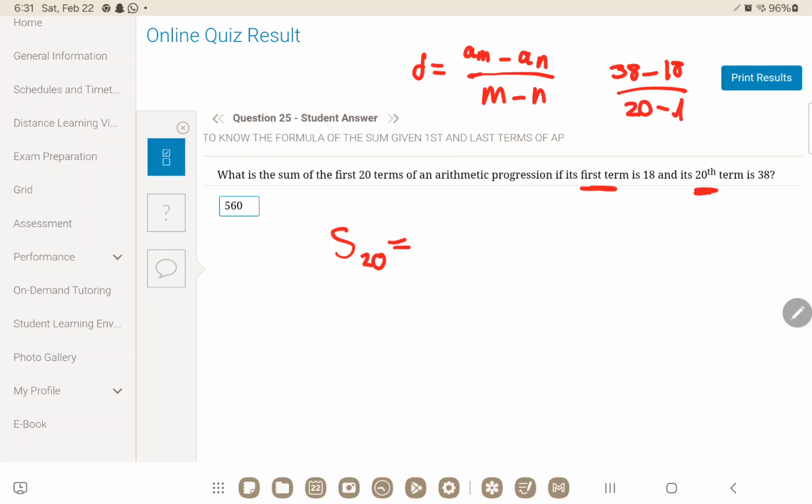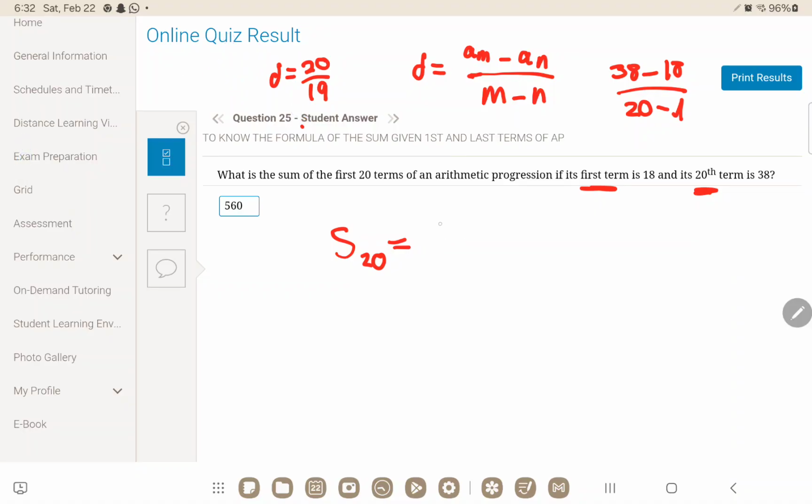So let me do it really quickly. 38 minus 18 over 19 gives you 20 over 19. Your common difference is 20 over 19. So d is 20 over 19. These are the only three formulas you have to memorize for this chapter, by the way. You don't have another one, I think. Anyways, so that's your common difference.